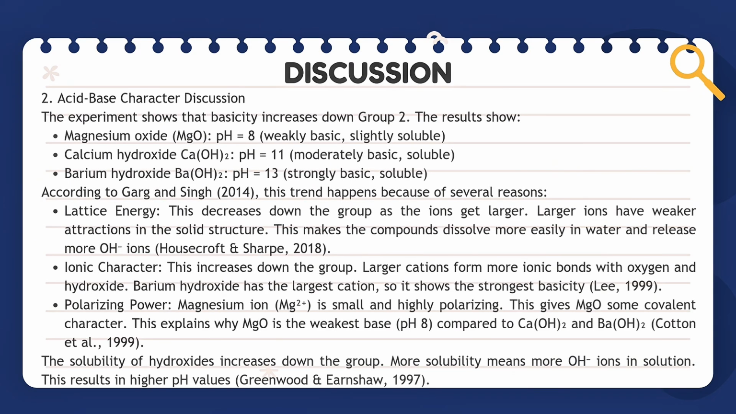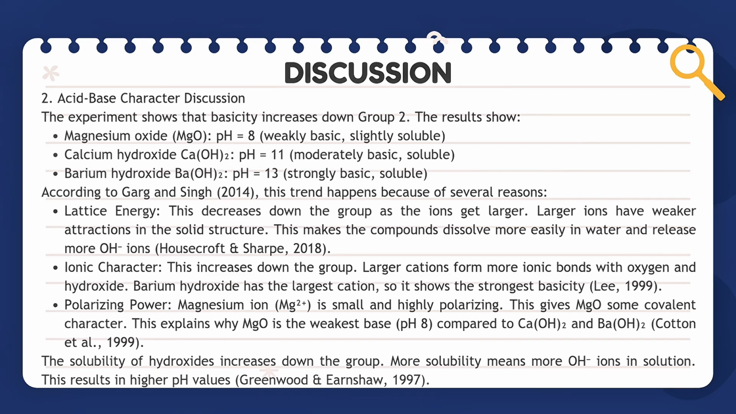Calcium hydroxide had a higher pH of around 11. This means it is moderately basic and more soluble than magnesium oxide. The large calcium ion reduced lattice energy, allowing more OH- ions to dissolve into the solution.